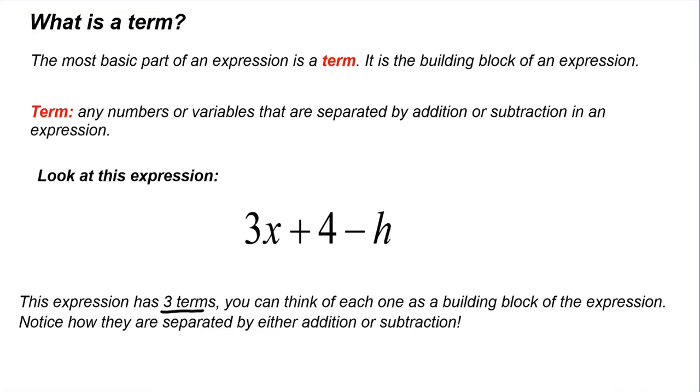You can think of each one as a building block of the expression, and notice how they're separated by either addition or subtraction. So I'm going to put boxes around the terms so you can see them a little more clearly. This is the first term in the expression, and then we are adding 4 to it. So that's the second term, and then we are subtracting h, and that's the third term in the expression. The 3x is multiplication. That does not separate terms. Only addition and subtraction separate terms.